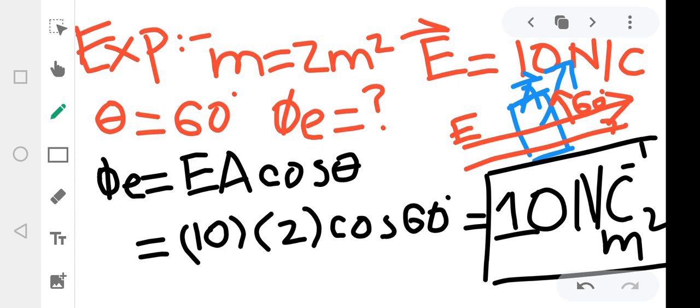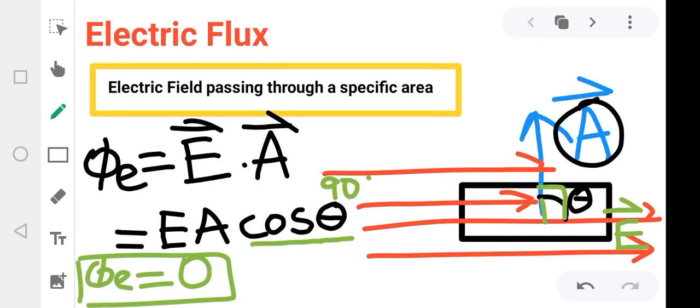So in this lecture I tried to explain electric flux: what is electric flux, what are the different scenarios of the electric flux, how to calculate the electric flux, and what is the unit of the electric flux.